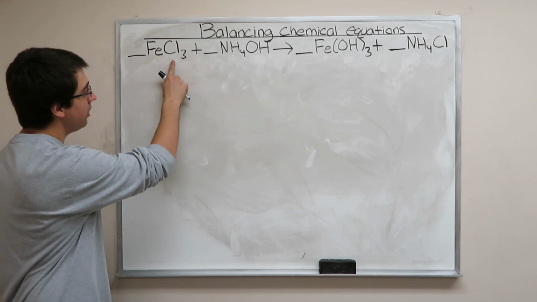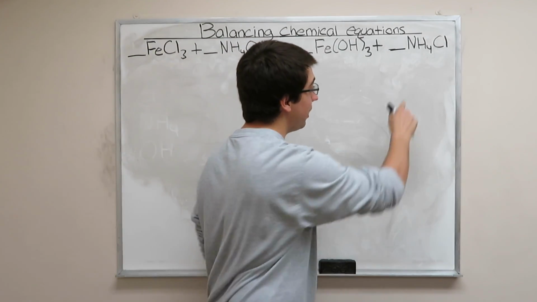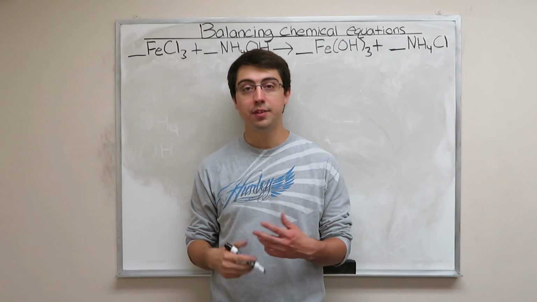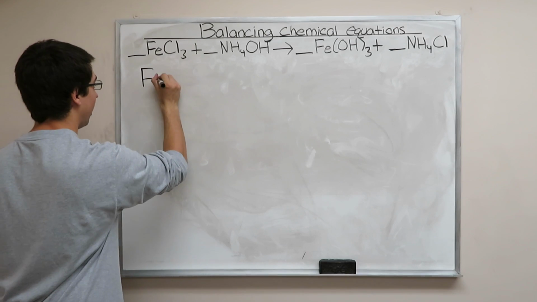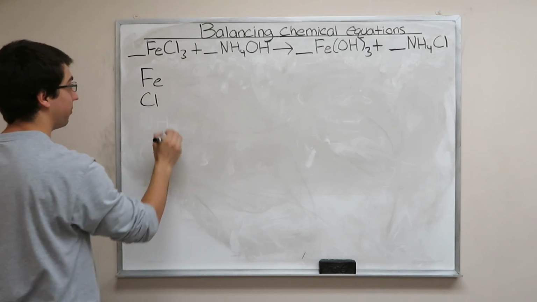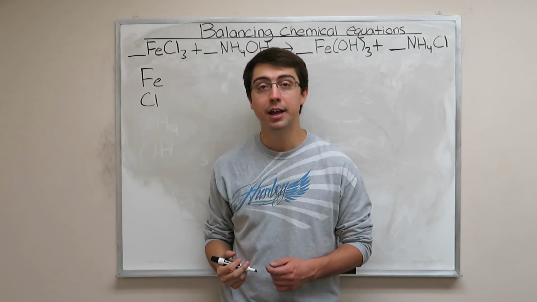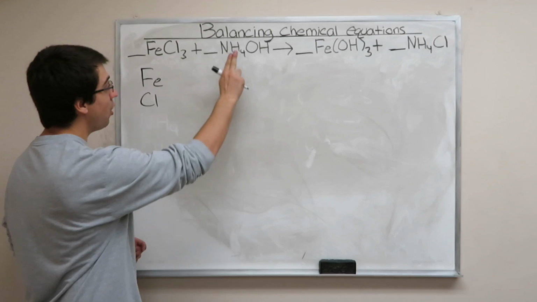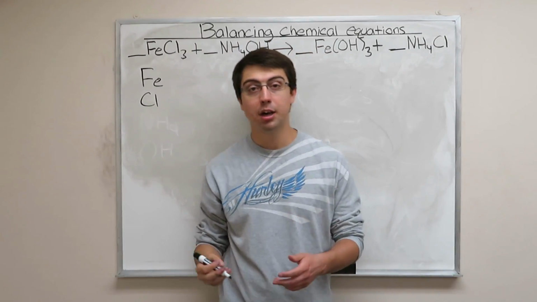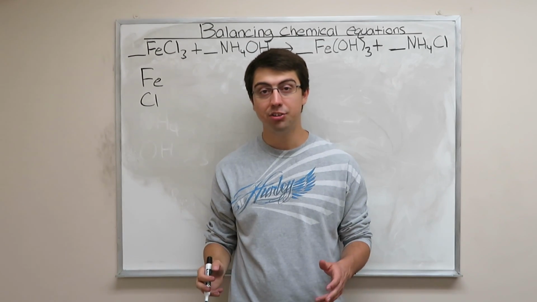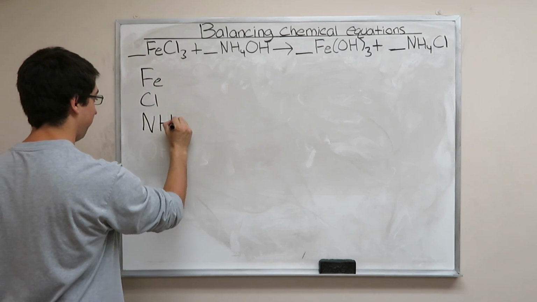We have FeCl3 plus NH4OH, and it produces Fe(OH)3 plus NH4Cl. The first thing I would do is write down all of the element symbols. So we have Fe, we have Cl, we have NH4. NH4 is ammonium. Ammonium is a polyatomic ion. And if we check this equation, we know we have it on our reactants, but it's also on the product side. And when you have a polyatomic ion on both sides of the equation, it's easier just to balance as a whole. So I'm going to write the ammonium just as a whole here.